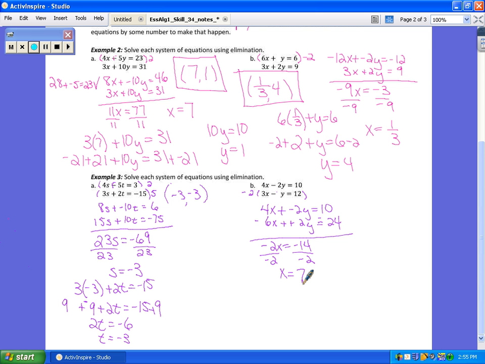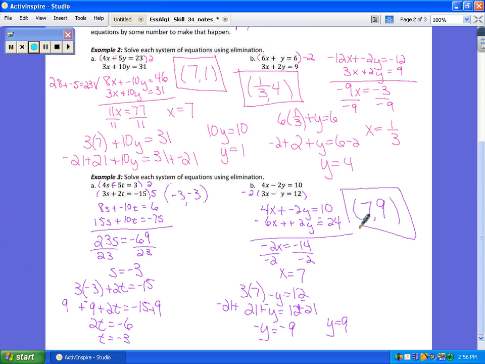And then I need to put that in either equation, and I am going to choose the bottom equation. So 3 times x minus y equals 12. So 21 minus y, which again remember is plus a negative y, equals 12. So I'm going to add a negative 21 to both sides. I'm going to get negative y equals negative 9. So that means y equals 9. So my ordered pair, alphabetical order, is 7, 9.